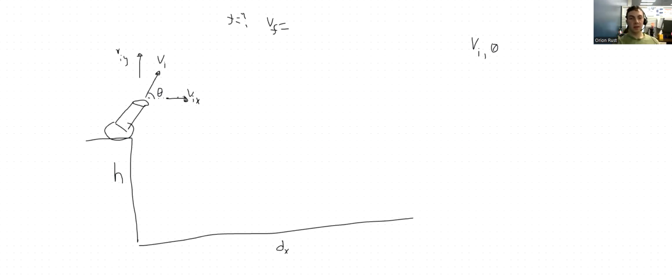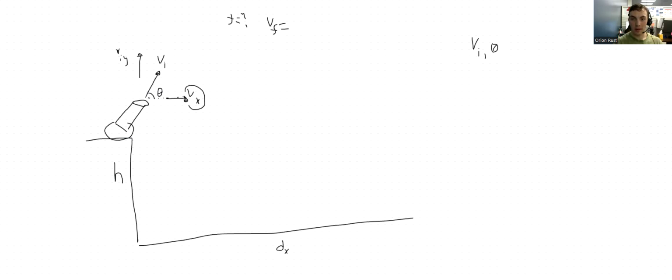Now, typically in basic university or high school level classes, our VIX, our velocity in the x direction, is going to be constant. And so we don't even have to write an initial or a final if it just stays the same. So we could just call this Vx. Let me get an eraser and erase this. So this is our Vx, and it's constant over time. But with our VIY, with our velocity in the y direction, it's going to change.